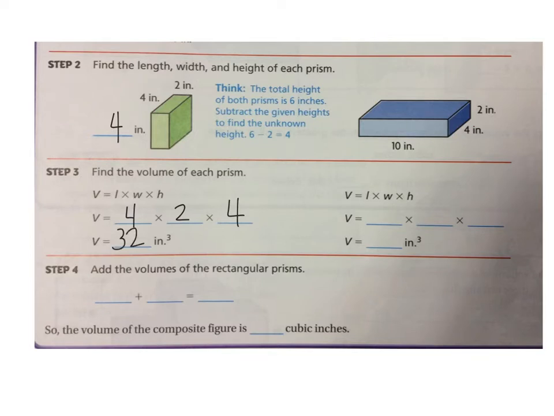Okay, let's look at the blue prism over here. What's the length? 10 inches. What's the width? 4 inches. What's the height? 2. Okay, so to find the volume, we do 10 times 4 times 2, which is, Ariel, 80 cubic inches. Now, when I want to find the combined volumes, all I need to do is add them together. So I do 32 cubic inches plus 80 cubic inches equals 112. So the volume of the composite figure is 112 cubic inches.